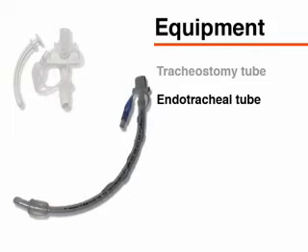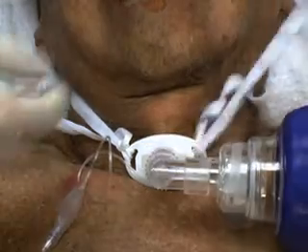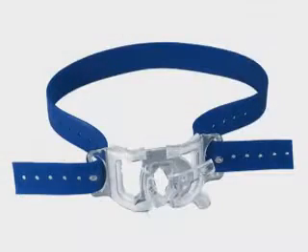Though a 6 mm endotracheal tube can be used as an alternative to the tracheostomy tube, it is much less preferable because it is more difficult to secure to the patient's neck. Certain devices or endotracheal tube holders may be used to help secure an endotracheal tube to the neck.